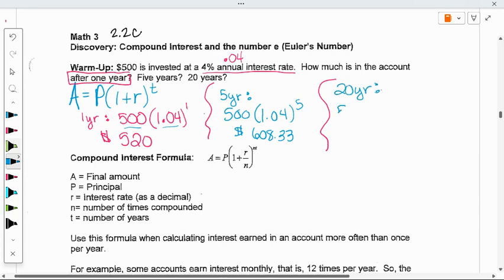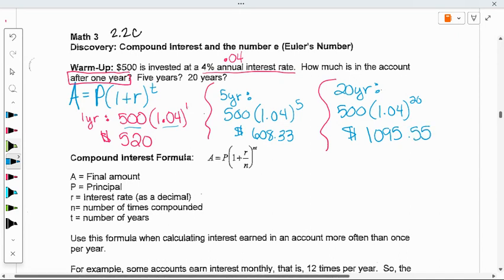So now we're going to change t to 20 years. 500 times 1.04 to the power of 20. So how much money do you have in your account that grows at an annual interest rate of 4% after 20 years? 1,095.55. Good job, sir.